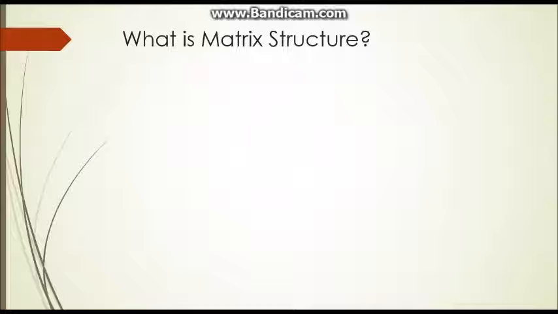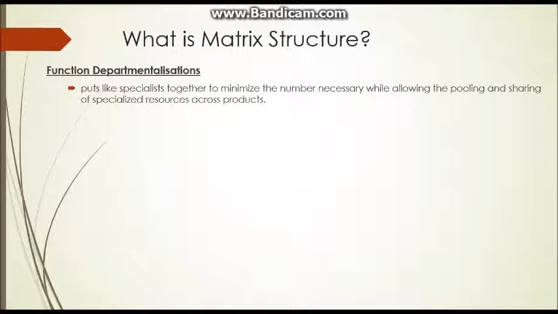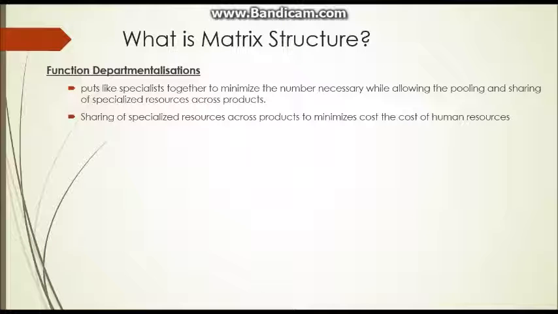What is a matrix structure? Matrix structure combines 2 forms of departmentalization. First, we have the functional department. It combines employees who share similar technical specialties and organizes employees based on skills, which allows work to be completed by personnel with appropriate qualifications within the department. This lowers costs by reducing duplication.